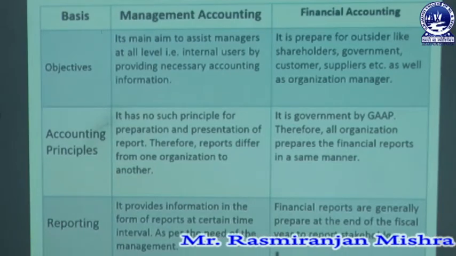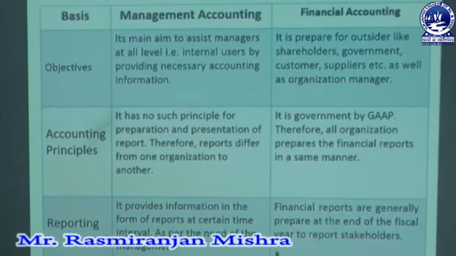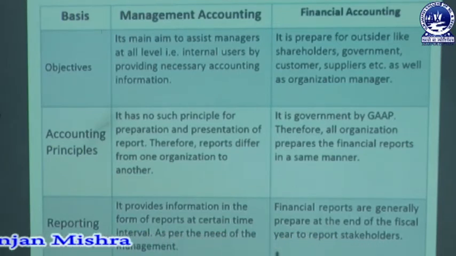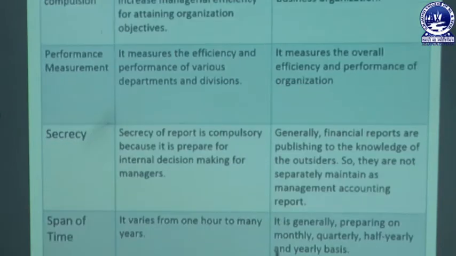But in case of financial accounting, financial reports are generally prepared at the end of a particular financial year, and they must be reported to different stakeholders. We have to wait for a period, and when the period is completed, the report must be generated. But in case of management accounting, there is no such time interval. As and when it is needed, the report can be generated.